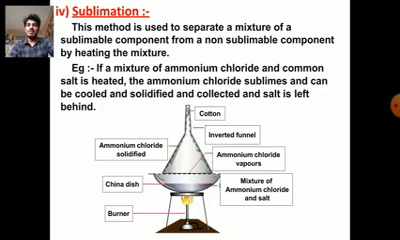Next one is sublimation. This method is used to separate a mixture of sublimable components from non-sublimable components by heating the mixture. For example, if a mixture of ammonium chloride and common salt is heated, the ammonium chloride sublimes and can be cooled, solidified and collected. The salt is left behind.